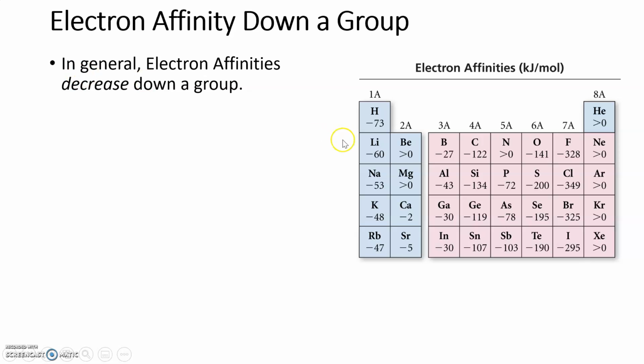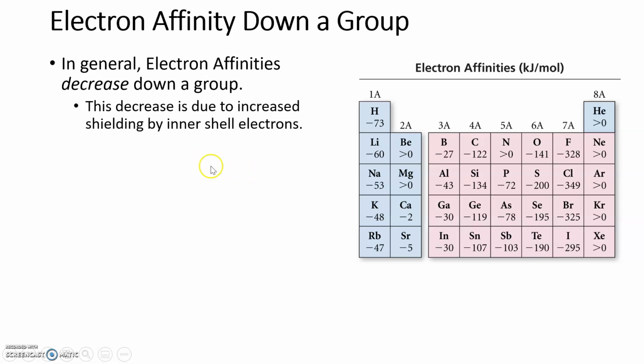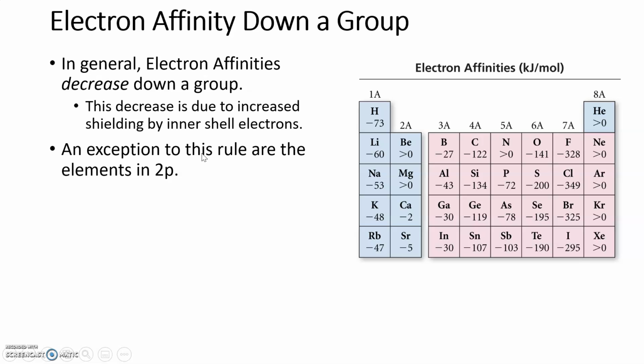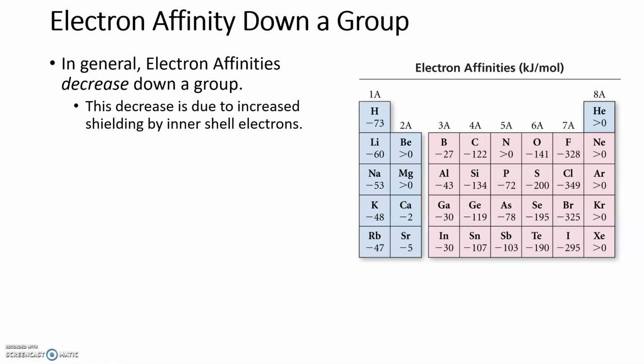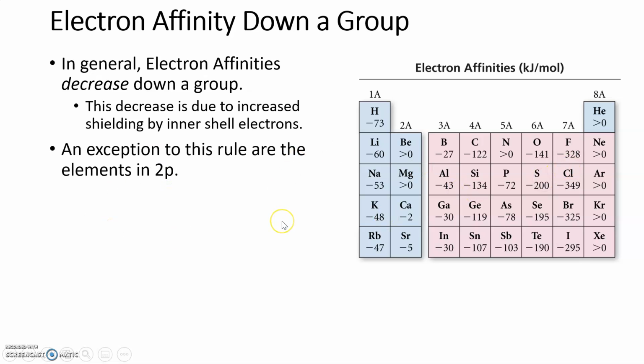In general, electron affinities decrease down a group. So again, as you look at those groups, we see our values going down the group. This is due to increased shielding by inner electrons. So inner electrons are shielding the nucleus, and so that makes it so that there's not as much energy, there's not as much relaxation when that electron joins. The nucleus is not as attracted to those valence electrons being added.